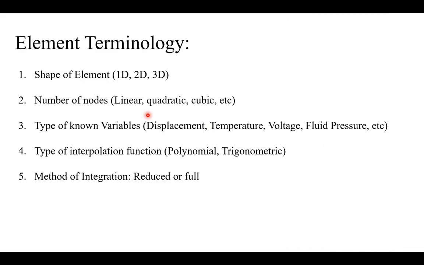For elements, we need to define some terminology. We deal with element shape, which could be one-dimensional, two-dimensional, or three-dimensional. Each element, whether they are 1D, 2D, or 3D, could be linear, quadratic, cubic, or even higher order. The type of unknown variable determines what kind of analysis we are going to have, whether we're going to have static analysis or thermal, electrical, or fluid analysis. Then the element could have different interpolation functions. You could have polynomial, which is the most simple and straightforward, and is mostly used, or trigonometric.